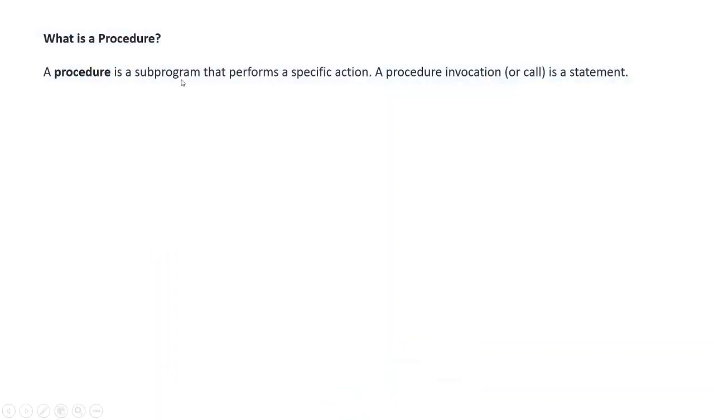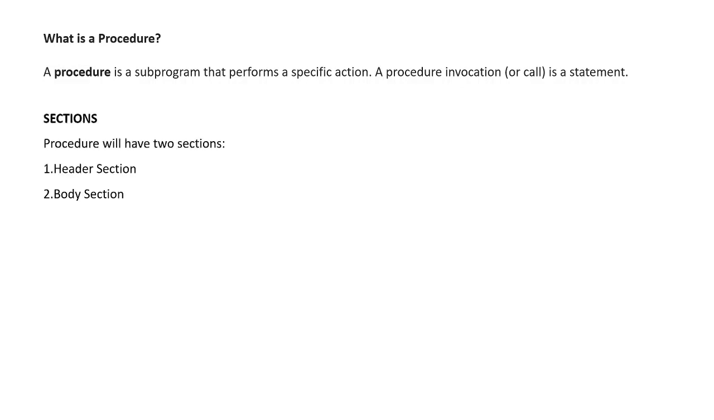A procedure is a subprogram that performs a specific action. As we have seen, that particular procedure block is doing a particular action, so we call it a procedure. It's a subprogram that is meant to do some specific task, and we're going to make a call to that block. Alright. So how do you write this procedure?